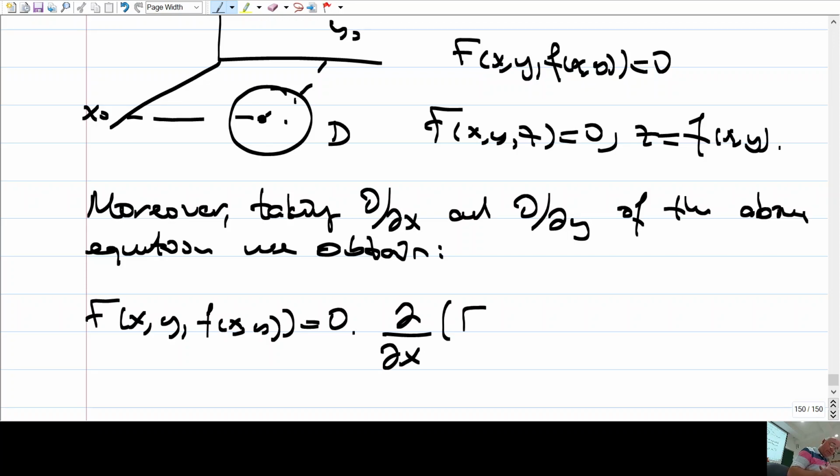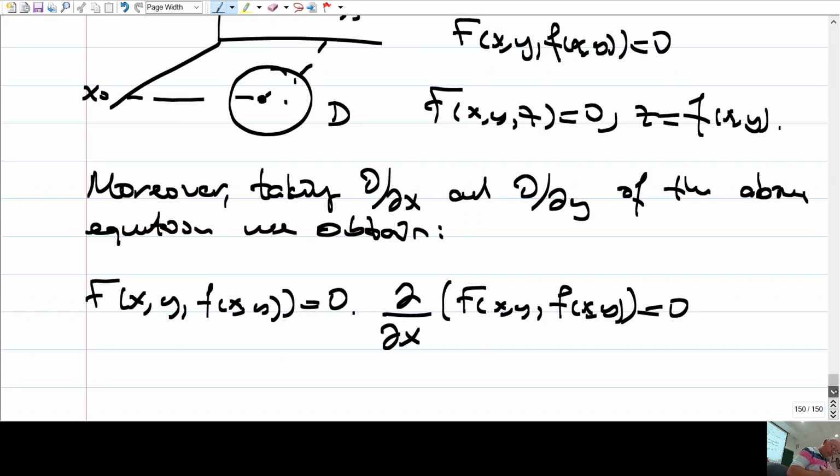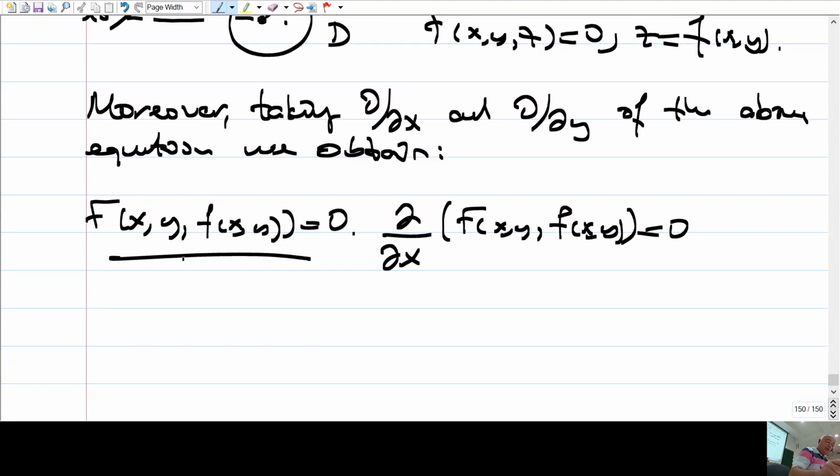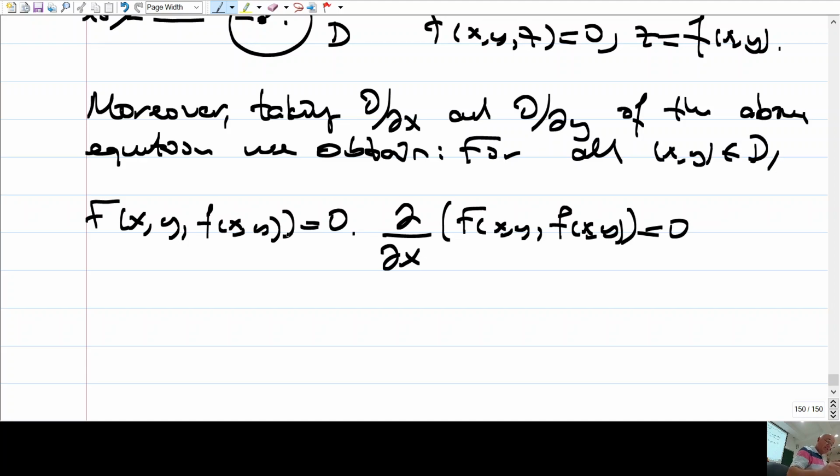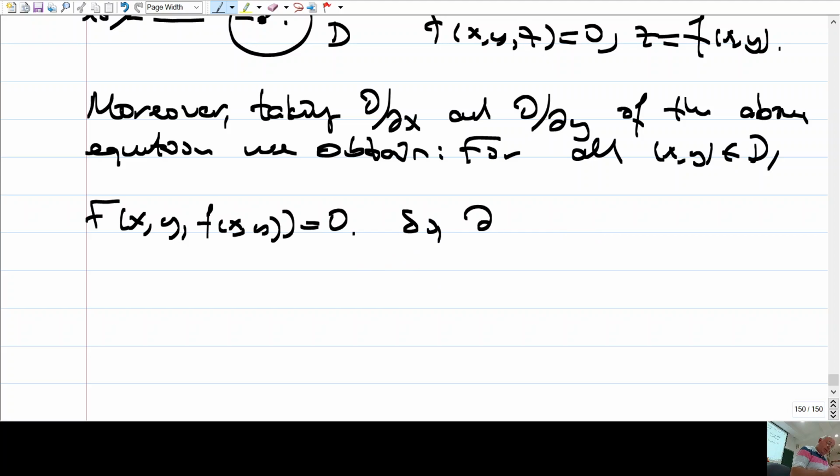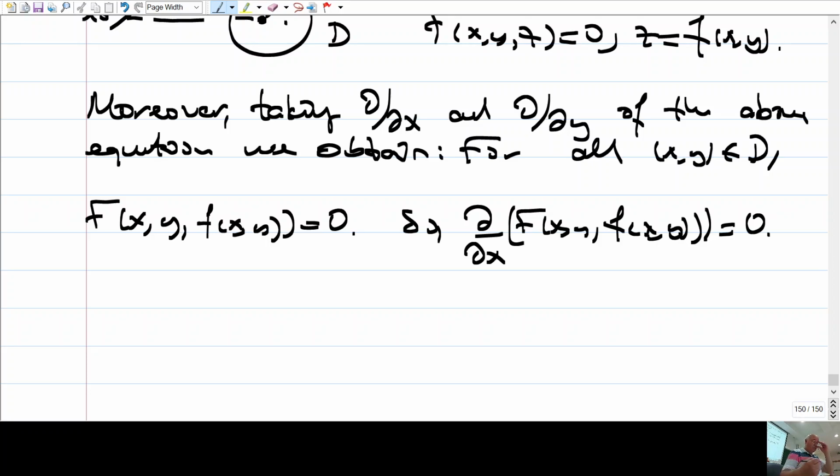Del x of F(x, y, f(x,y)) equals 0, right? Since this is equal to 0 for all x,y in D, we have this. So del x of F(x, y, f(x,y)) is equal to 0, because this function is 0, therefore its derivative is 0.